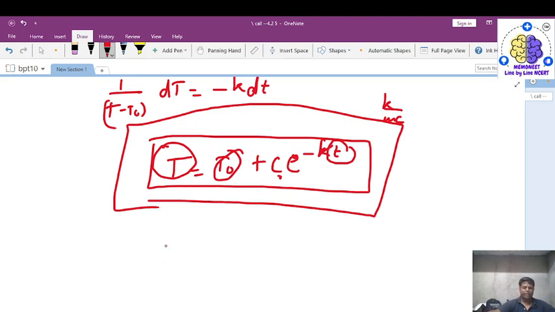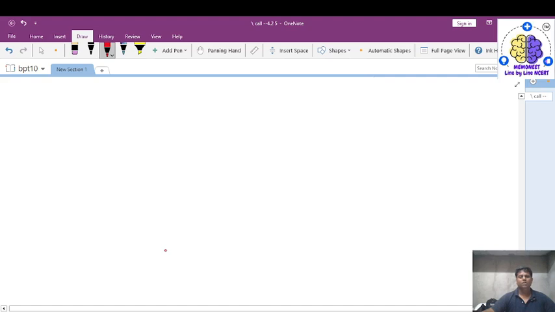So in case of radiation, Newton's law of cooling says that the rate of cooling is directly proportional to the temperature difference between the surrounding and the body.